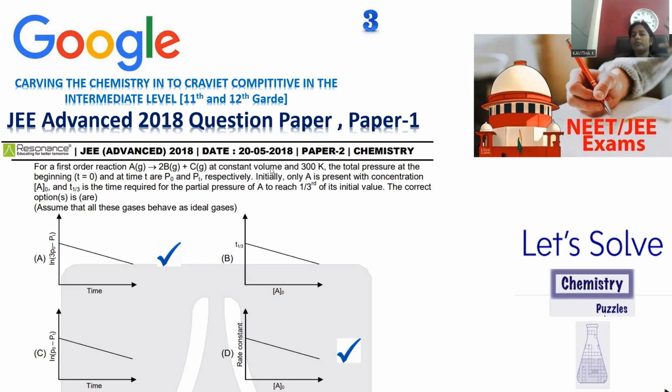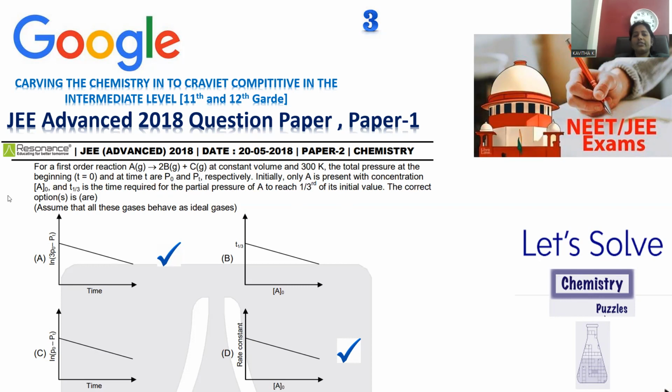At constant volume, the volume will not be changed. We are not supposed to change the volume, and the temperature also is constant, that is 300 Kelvin. The total pressure at the beginning, T equal to 0, is taken as P naught. P naught is the initial pressure and PT is the pressure at the time T. Initially, only A is present because at the start only the reactant will be there, right?